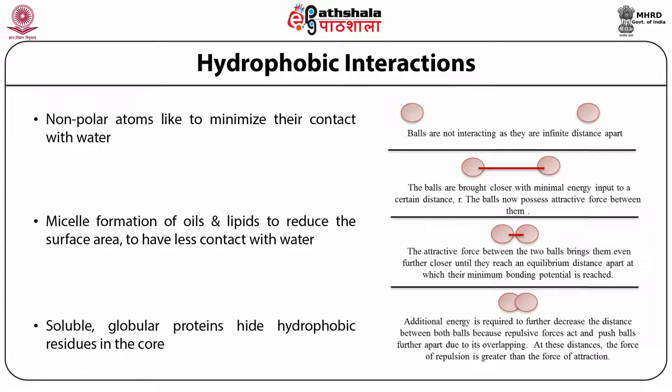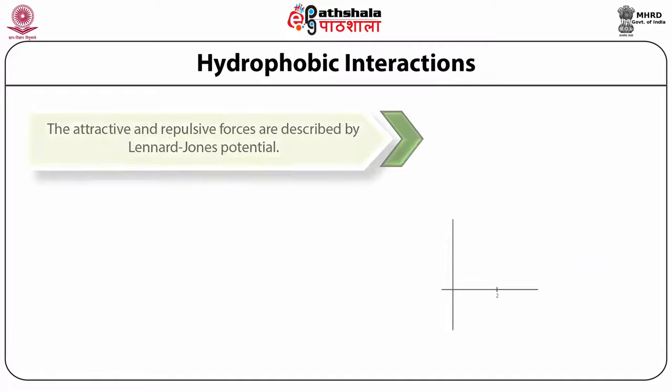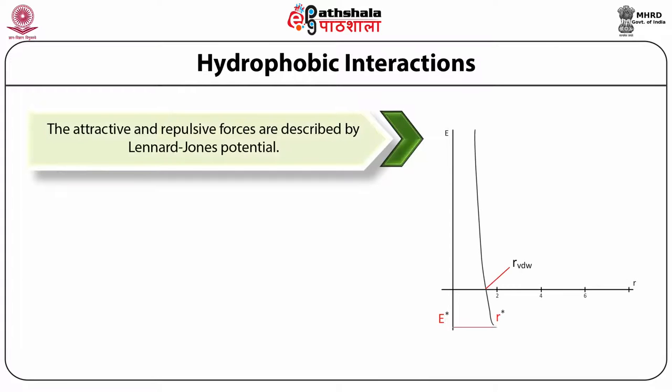But as they come together, the interaction energy between them increases. But when they come closer, the electron cloud and nucleus repel much more robustly, and they repel from there. The attractive and repulsive forces are described by the Lennard-Jones potential.